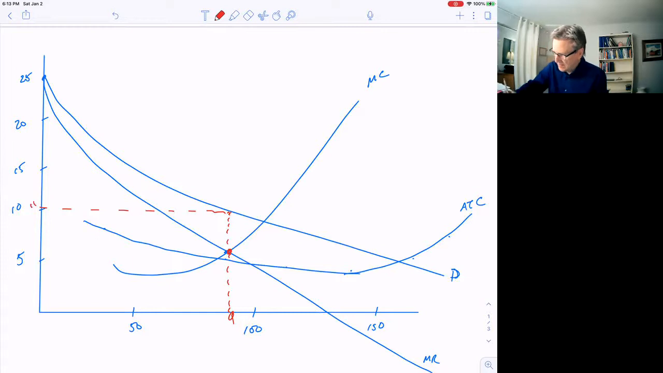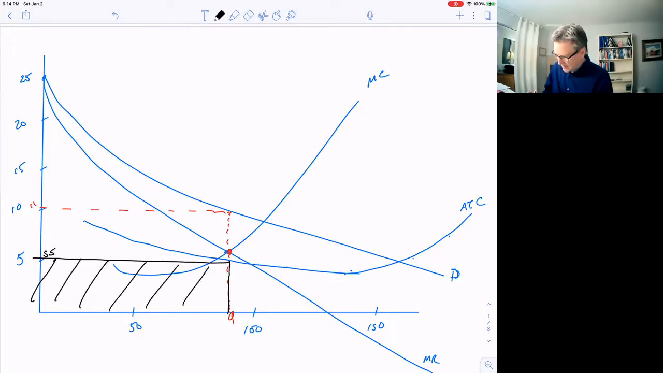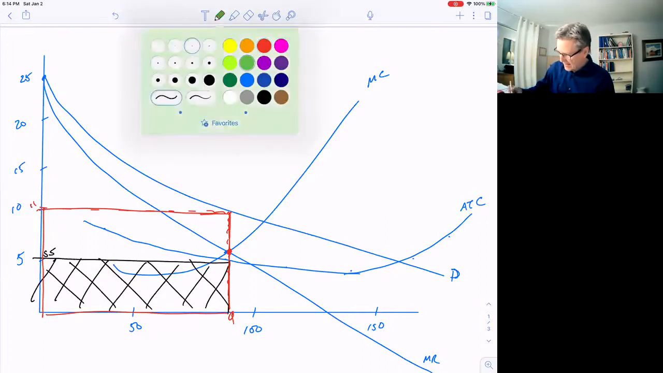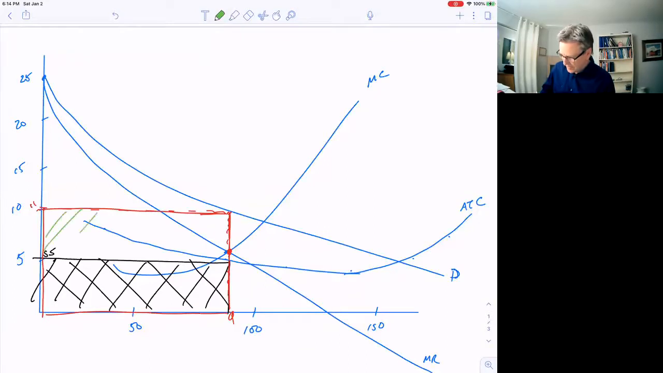That'll give us the total revenue. Then, if we want to know the total cost at that quantity, we'll go up to the average total cost curve, which was about 5.5. And so our costs are going to be this area here in black. The total revenue is going to be this rectangle here in red. And then that would leave the profit as being this area here in green.